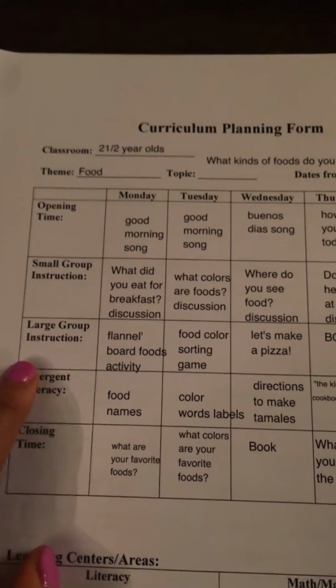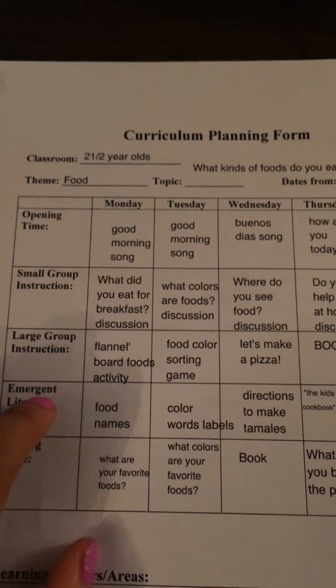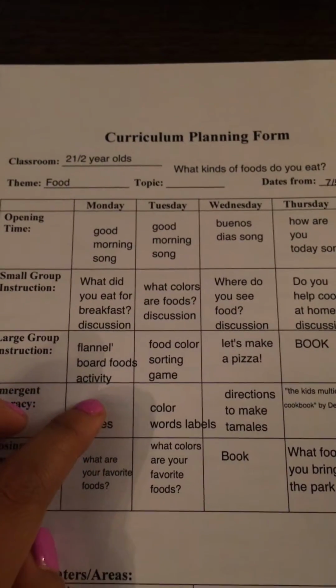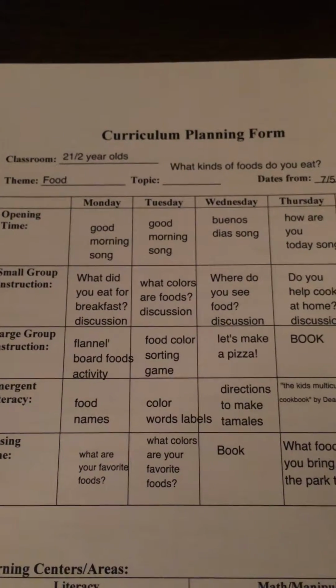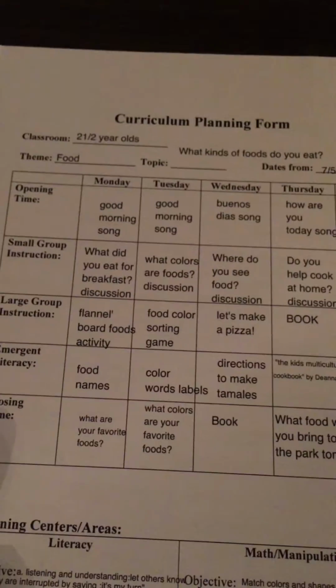For my large group time, I did my flannel board foods activity. For Tuesday, I did a food color sorting game. And then Wednesday, we had this special cooking activity, which was to make a pizza. Thursday, we have our book.